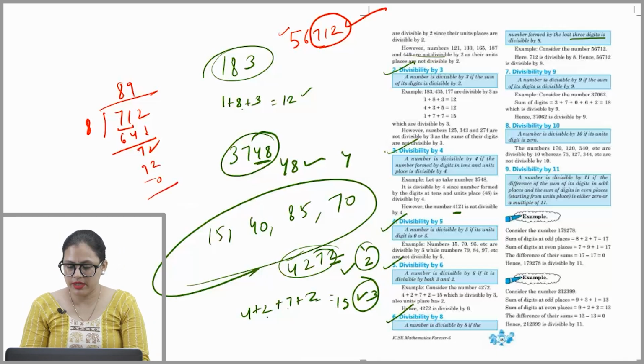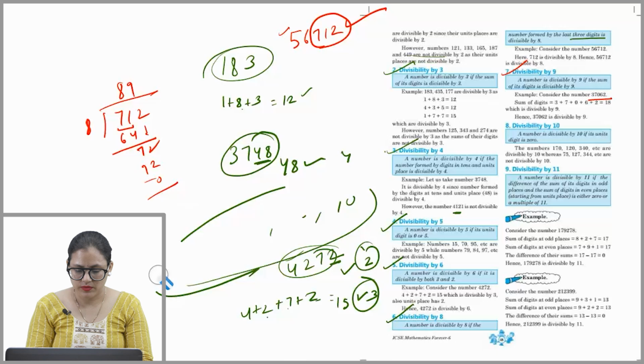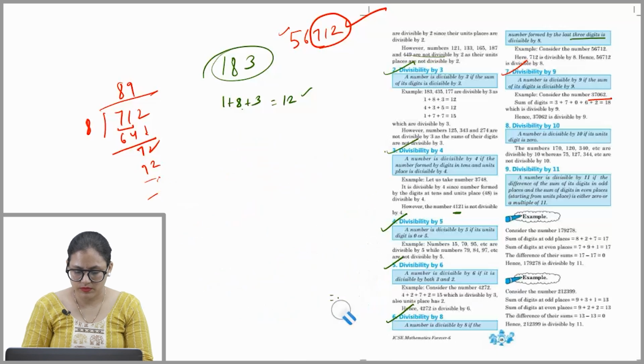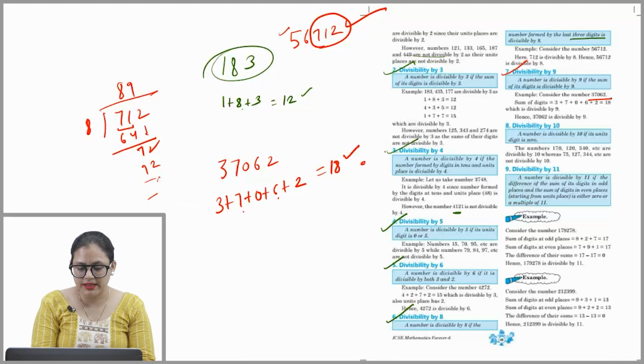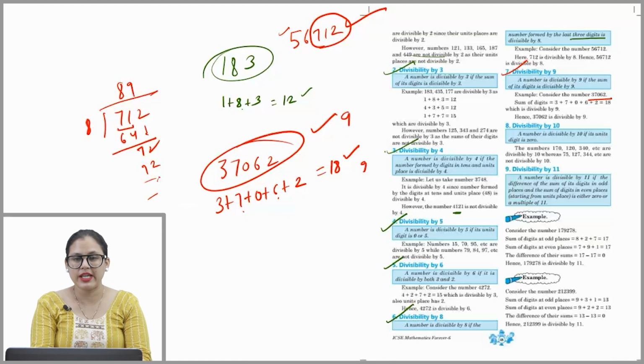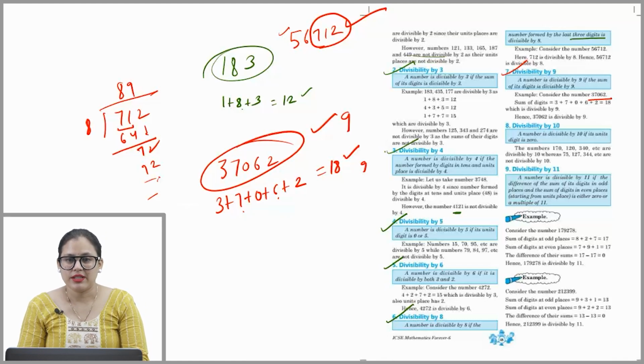Next, divisibility by 9. A number is divisible by 9 if the sum of its digits is divisible by 9. For example, 37062. 3 plus 7 plus 0 plus 6 plus 2. 3 plus 7 is 10, 10 plus 6 is 16, plus 2 is 18. 18 is divisible by 9, that means this number is also divisible by 9. Okay. Divisibility by 10.